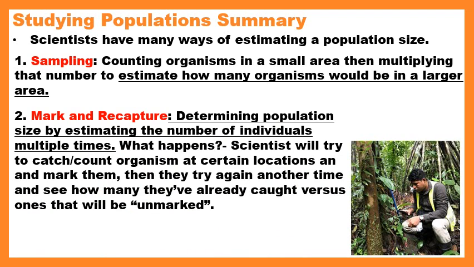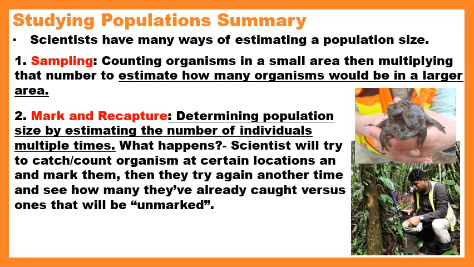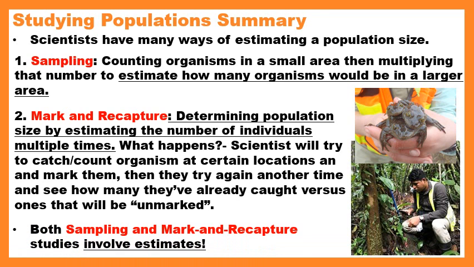Another way is called mark and recapture, and that determines population size by estimating the number of individuals multiple times. So what does that really mean? Scientists will try to catch or count organisms at a certain location and actually mark them. They might put a little tag on them. They might put a little bit of paint. Then they'll go out again and try another time and see how many they've caught versus the ones that will be unmarked. And this is a way to estimate how many organisms you have in a population. So both sampling and mark and recapture studies involve estimates. You're not getting an exact number, but you're doing your best to educate.